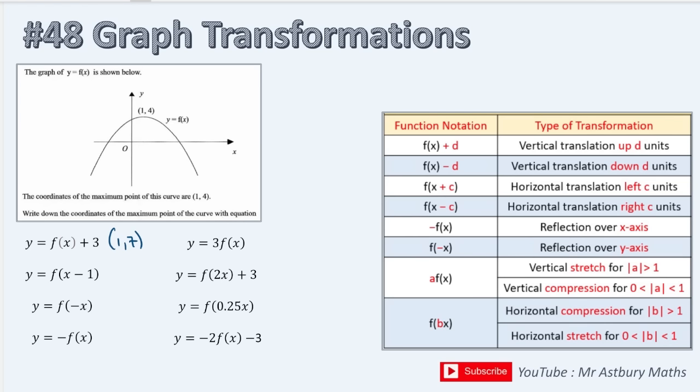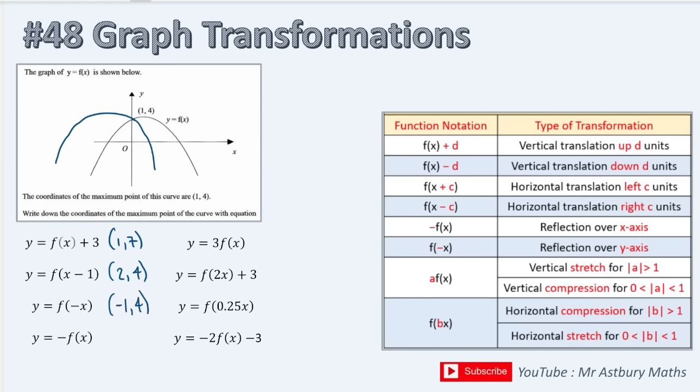When I have f of x minus 1, that's a shift to the right by 1, so the graph will shift to the right by 1 like that, and the x coordinate will change, so that will become 2, 4. F of minus x is a reflection in the y-axis, so the graph will then look like this, and that minimum point will be flipped over, so the x-coordinate will change into a negative, so it'll be negative 1, 4.